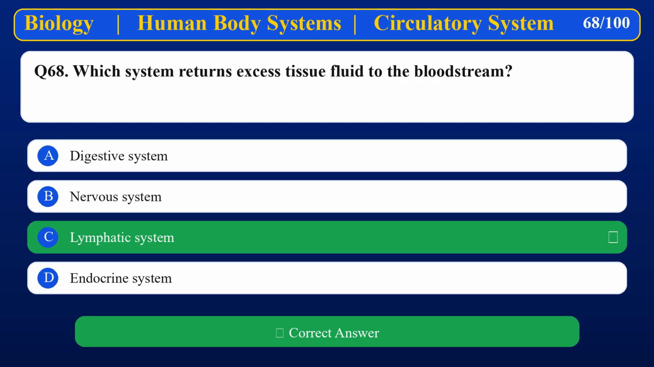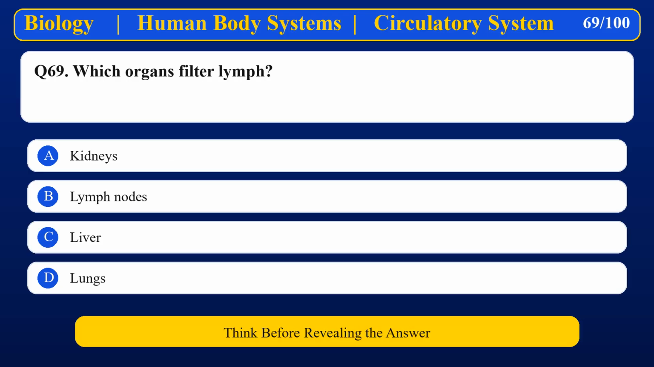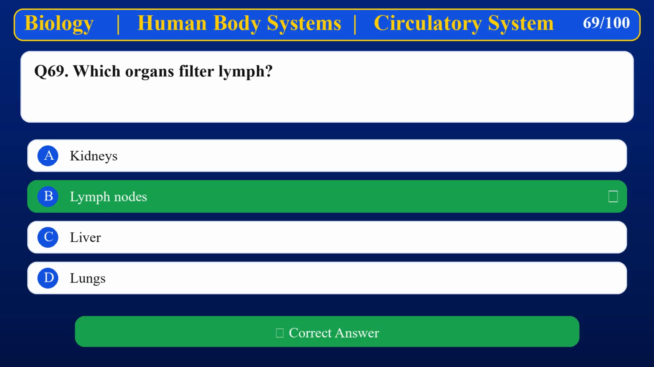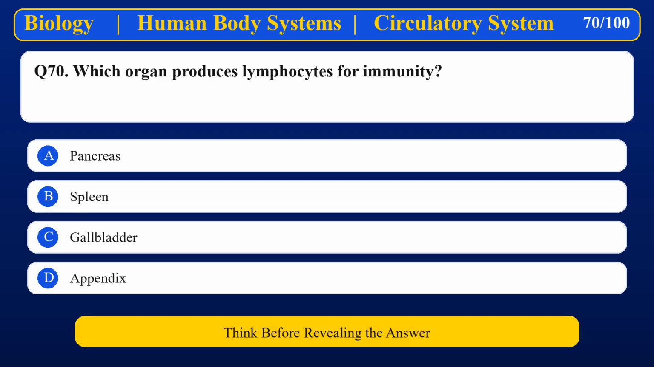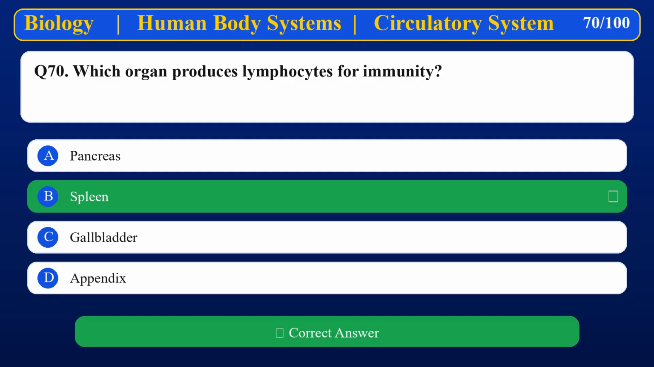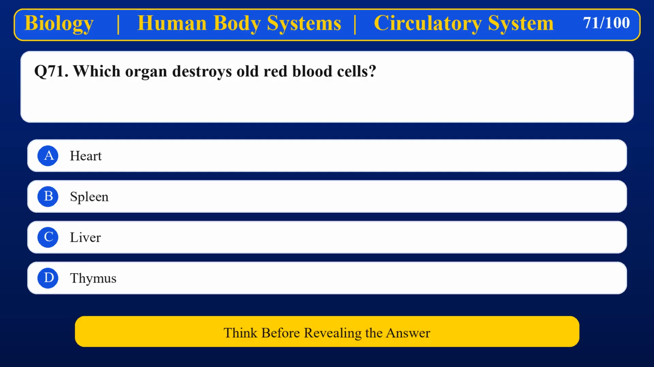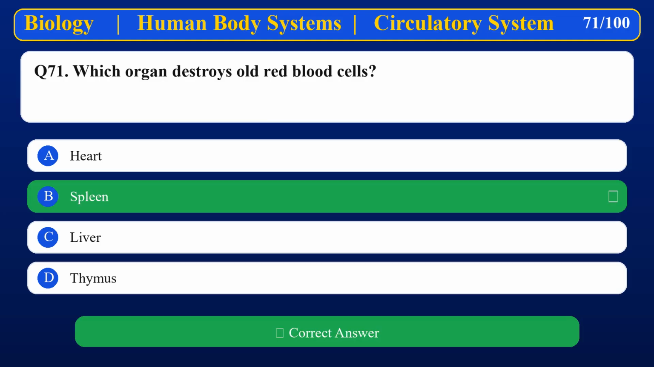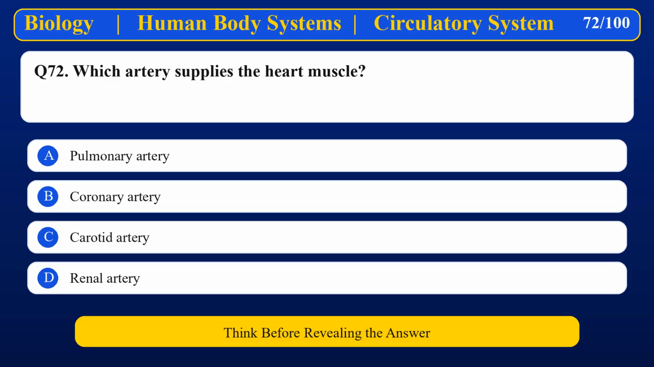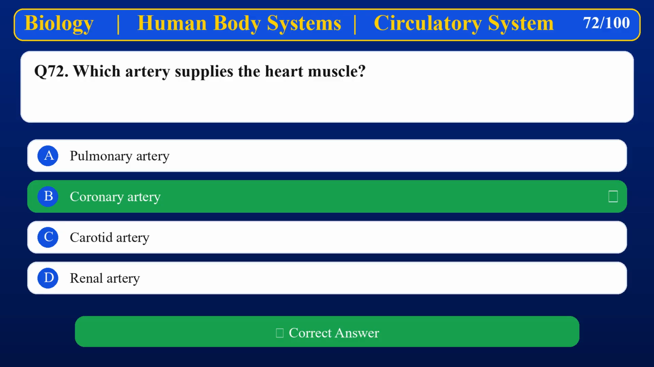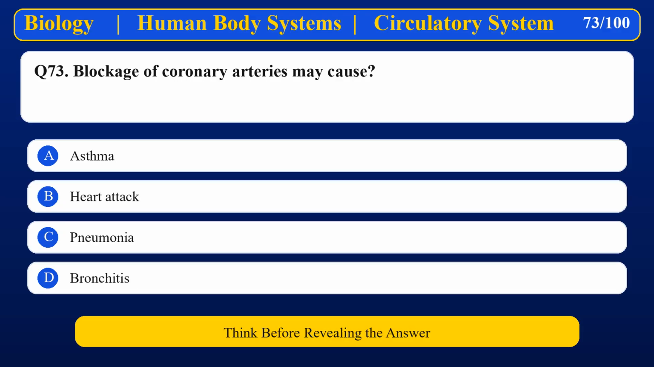Lymphatic system. Which organs filter lymph? Lymph nodes. Which organ produces lymphocytes for immunity? Spleen. Which organ destroys old red blood cells? Spleen. Which artery supplies the heart muscle? Coronary artery. Blockage of coronary arteries may cause?